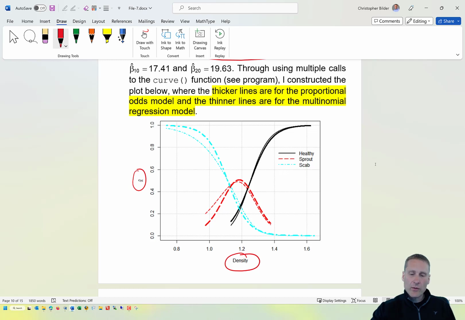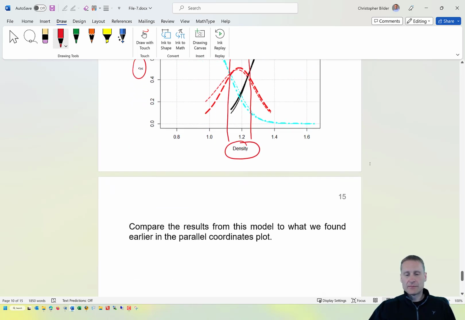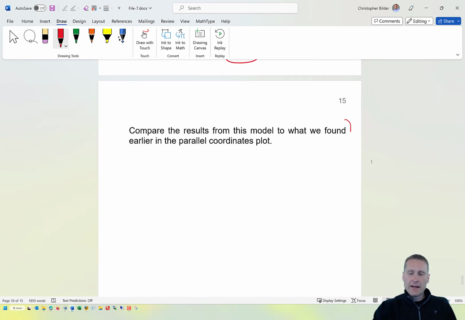If one wanted to come up with a classification scheme, for whether a particular kernel should be scab, sprout, or healthy, one could look at this plot and see where the highest probabilities are located. And again, compare this to what we saw with that parallel coordinate plot earlier. Okay, so this gives you an introduction to these proportional odds regression models.